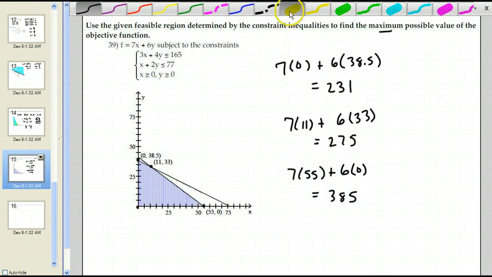Alright, so it's maximized here when x is 55 and y equals 0. So the maximum possible one is 385. Again, a maximum or a minimum is going to occur on the boundaries, not on the inside.